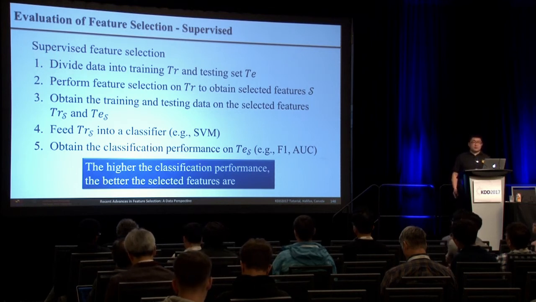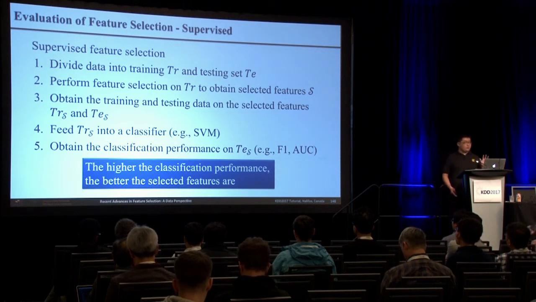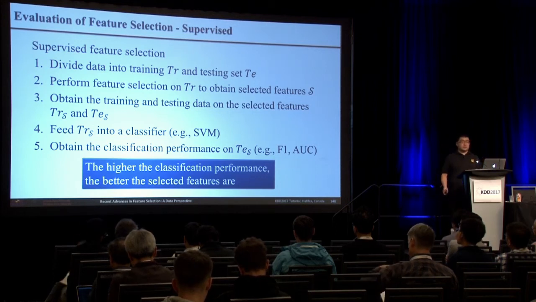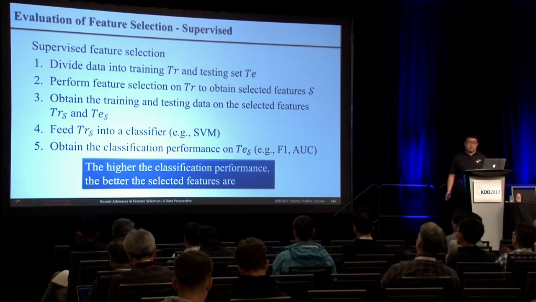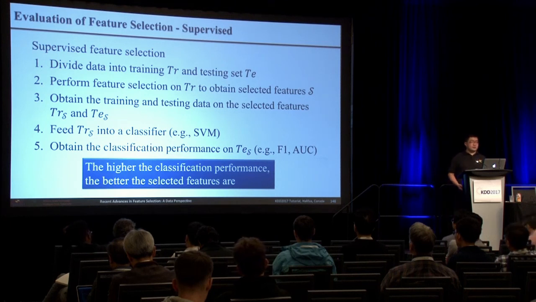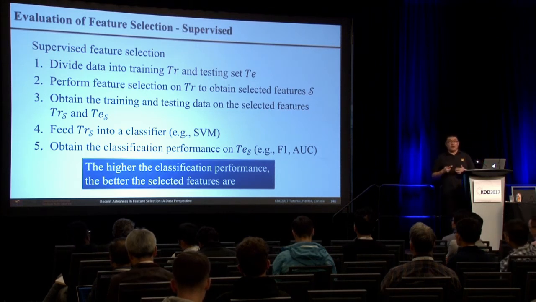After that, based on the selected features, we obtain new data for the training data and the testing data. We can then feed the new training data into a classifier, such as an SVM or a neural network. In the last step, we obtain the classification performance on the new test data. We can use some classification measures to measure the performance of the feature selection, such as the F1 score or the AUC. Normally, if we obtain a higher classification performance, it indicates that the selected features are better.